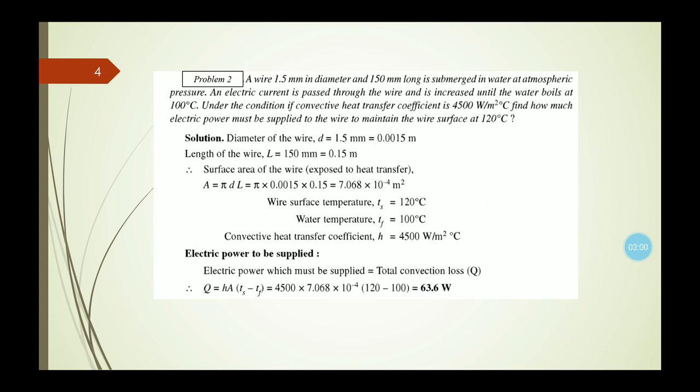The value of h is given as 4500, and the surface area of the wire we have calculated as 7.068 into 10 to the power minus 4. The two temperatures, the wire surface temperature and the water temperature, were given in the question. So putting all these values in the formula for Newton's law of cooling, we have calculated the total convection loss, or the electric power which needs to be supplied to the wire to maintain the wire surface temperature, as 63.6 watt.